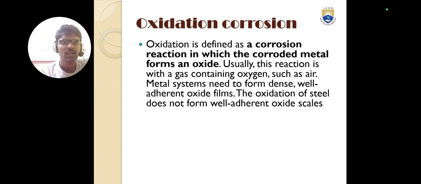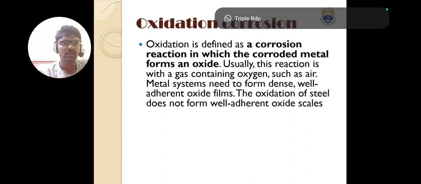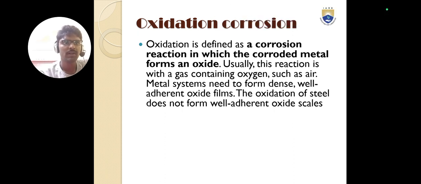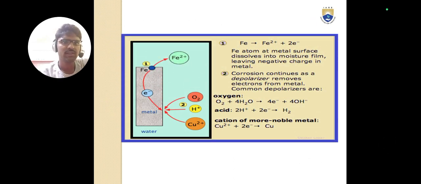Oxidation is defined as a corrosion reaction in which the corroded metal forms an oxide. Usually, the reaction is with a gas containing oxygen, such as air. Metal systems need to form dense, well adherent oxide films. The oxidation of steel does not form well adherent oxide scales. Here we can see a small image of oxidation corrosion.